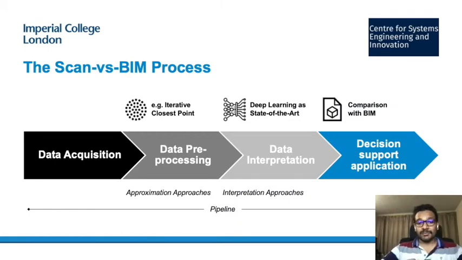For these applications to work, we need to have a specific Scan versus BIM workflow. A typical Scan versus BIM workflow is as follows. First, we get the data using 3D scanning hardware like LiDAR or SLAM devices. Then we pre-process the data so that it would be easier for interpretation. Then we interpret the data by comparing it with the building information model and creating insight. And this insight is used for decision support applications, such as progress monitoring, navigation, quality inspections, etc. Now we will go into detail on each of these.